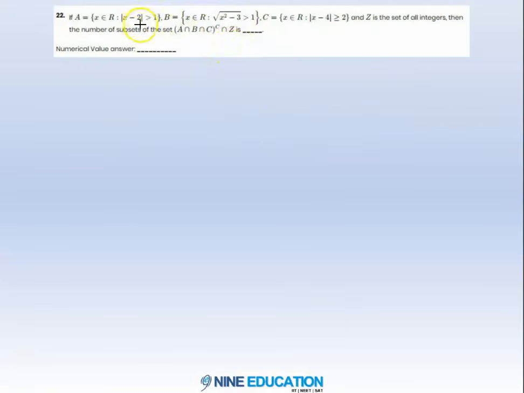Question number 22, A, B and C, three different sets are given with different conditions. We have to find the number of subsets of the complement of A, B and C, and then take an intersection with the set of integers. So let's solve the first set.